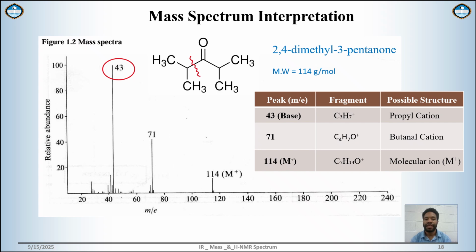The second fragment occurs at C4H7O+, and its possible structure is the butanol cation, and its mass-to-charge ratio is 71. And the third fragment occurs at a mass-to-charge ratio of 114, and it is also known as the molecular ion peak or parent peak.